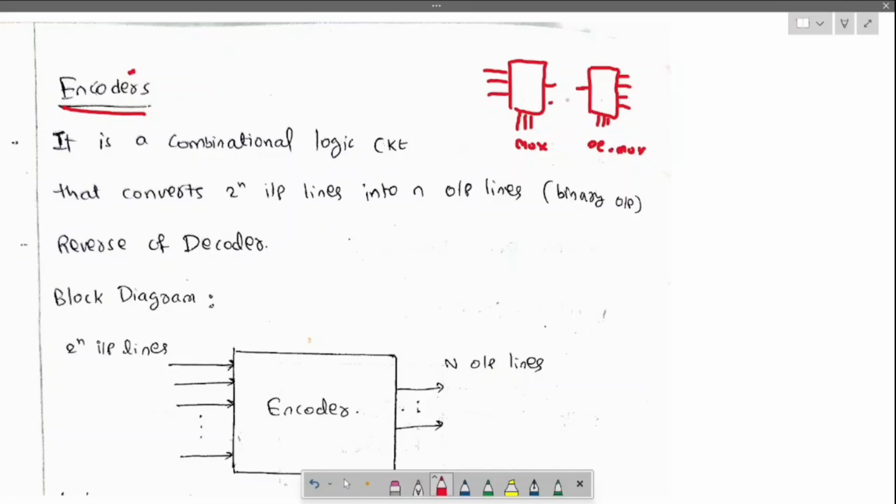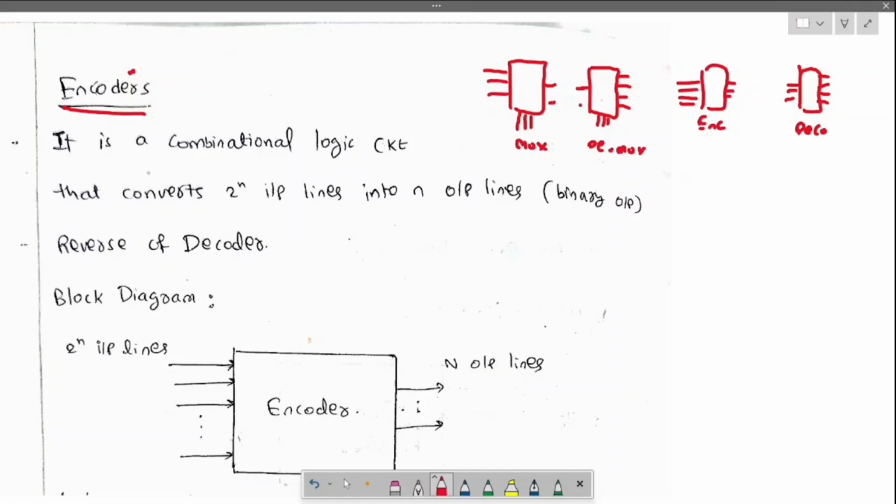Multiplexers and demultiplexers have a single input or a single output, right? So is there any device which takes multiple inputs and gives a limited number of outputs, or which takes a limited number of inputs and gives multiple outputs? This is known as the encoder and this is known as the decoder.